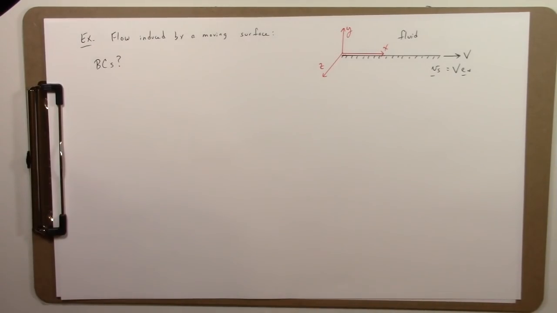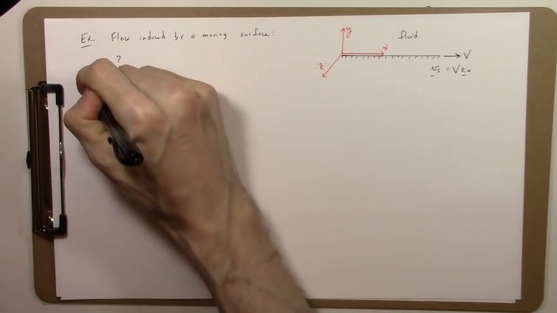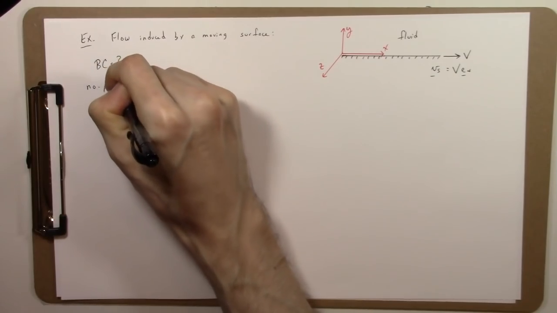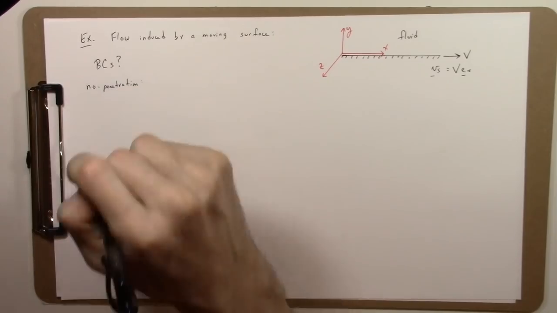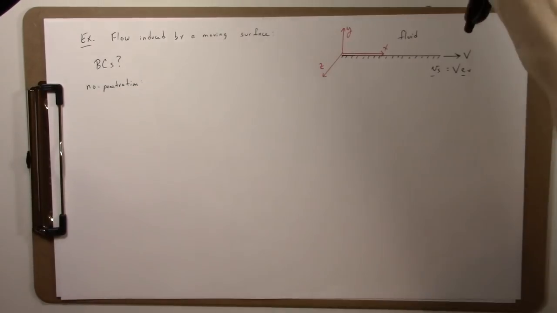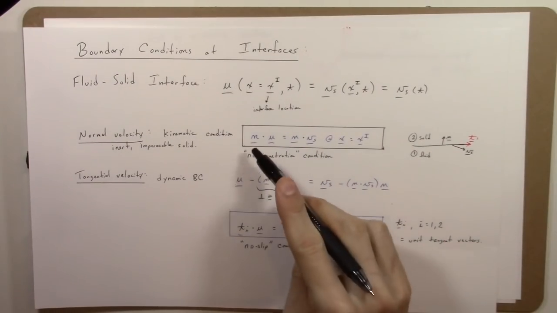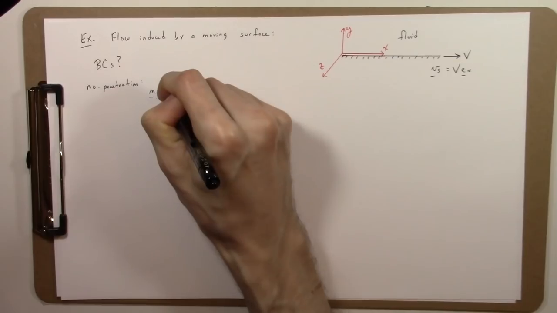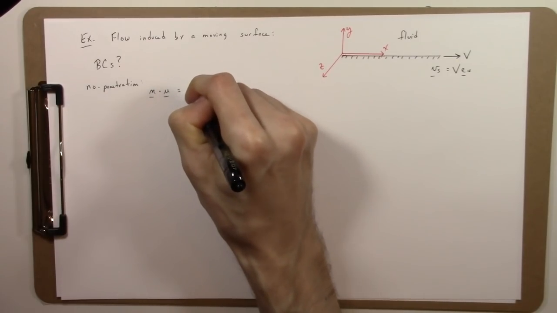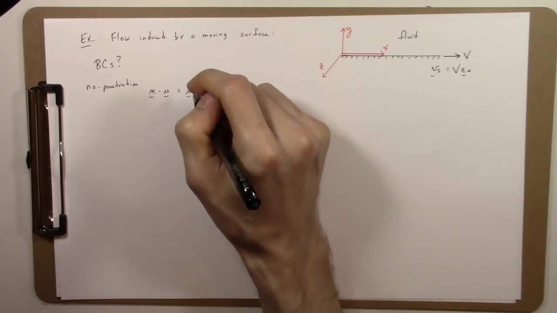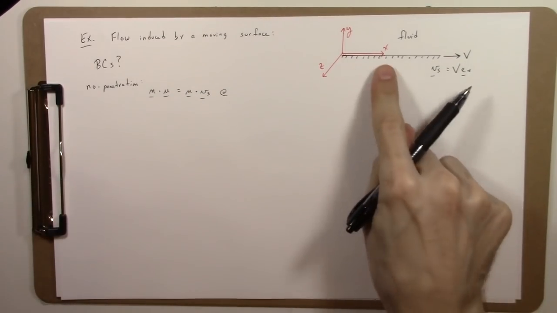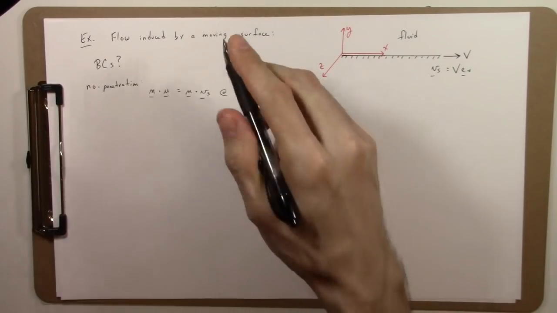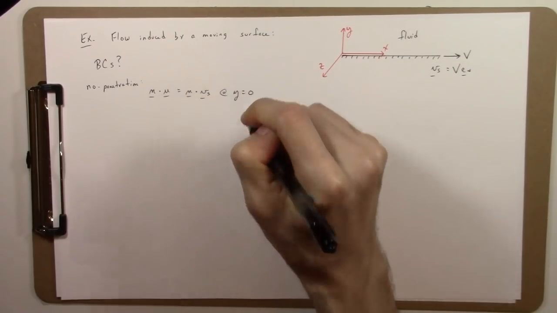Now we'll discuss the answer. So the first thing we can say is, well, what's the no penetration condition? As we stated on the previous page, n dot u is n dot vs at x equals xi. So we have n dotted with u is equal to n dotted with vs at any location along this interface. The interface corresponds to y equals 0.